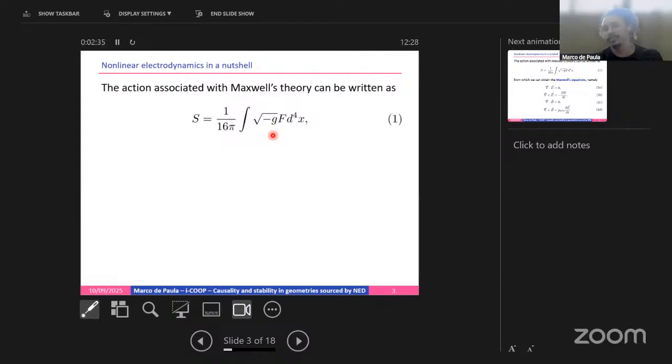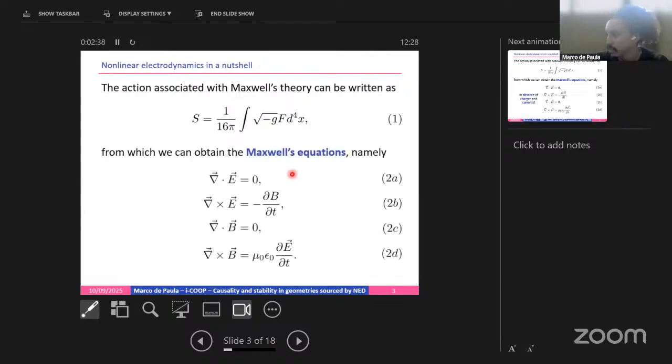By extremizing this action, we can obtain Maxwell's equations as given by this set of equations here. It's important to point out that this setup is consistent with Maxwell's equations in the absence of charges and currents. We are not considering any kind of current or charged particle. This is essentially Maxwell's theory in vacuum. We know that classical electrodynamics has some problems, especially in the strong field regime or at very small distances.